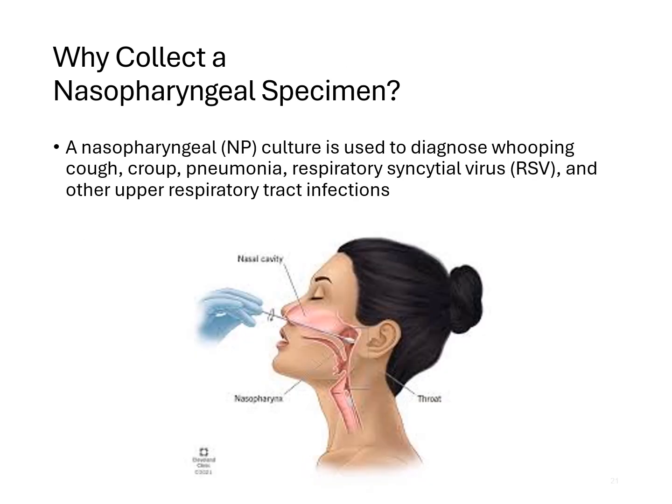Another type of specimen we can get is a nasopharyngeal specimen, or an NP swab. The NP culture is used to diagnose whooping cough, croup, pneumonia, respiratory syncytial virus or RSV, and other upper respiratory tract infections. When COVID first started to come about in 2020, the NP swab was the only option we had for a specimen type. But since then, luckily, it's gone to just the nasal, so it doesn't have to go in as far.